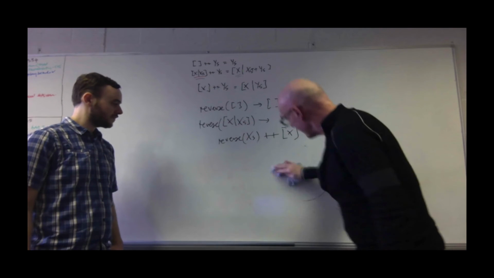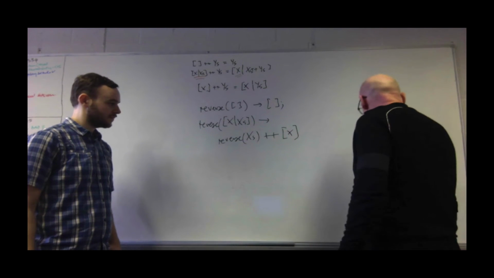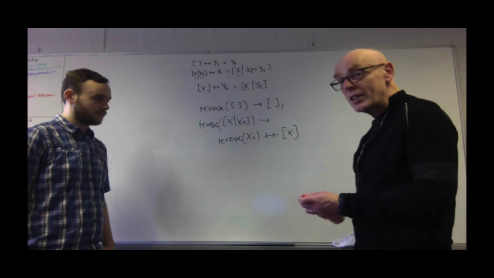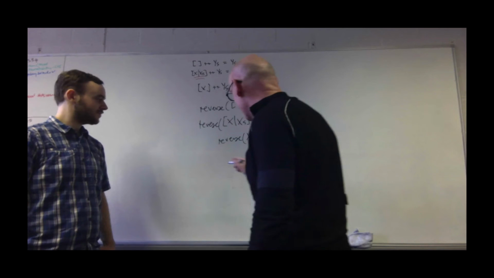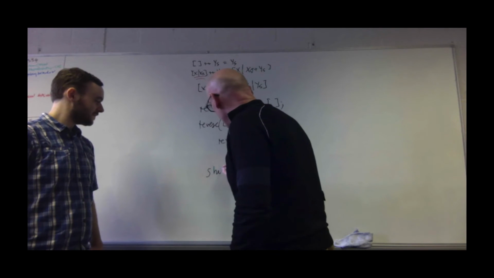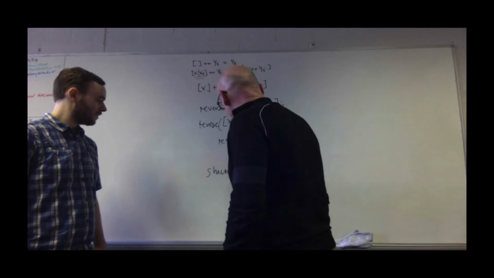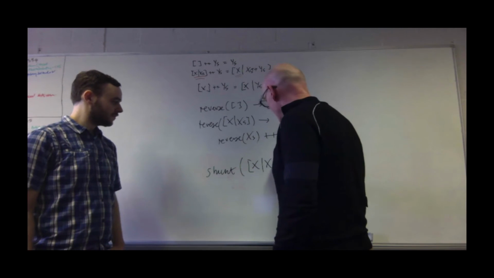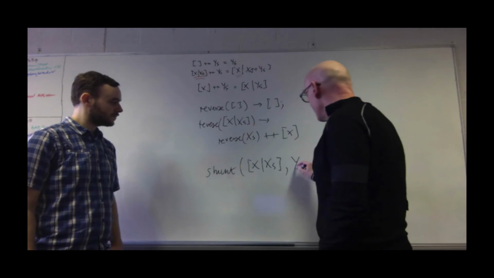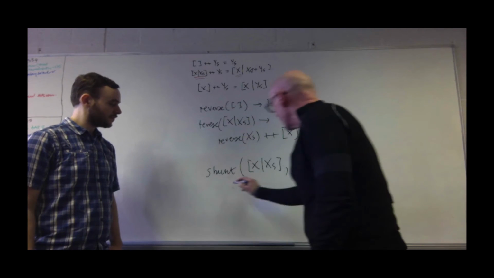What we do is define a different function, and this function we call shunt, in honour of what people used to do in railroad yards. With shunt, we take 2 lists and we shunt the elements from the left-hand side onto the right-hand side, like this.